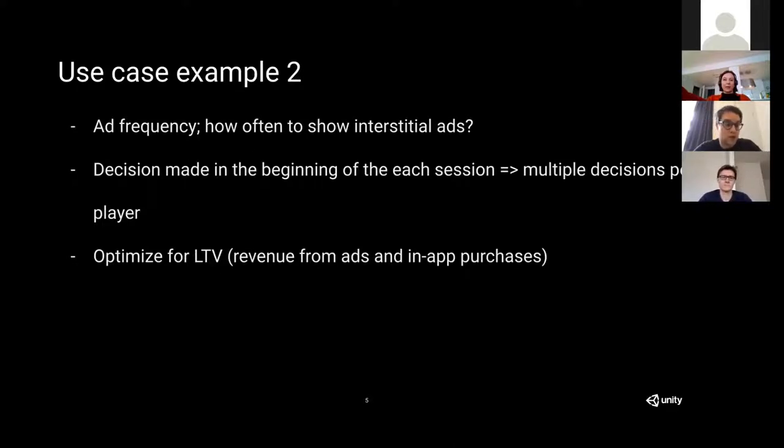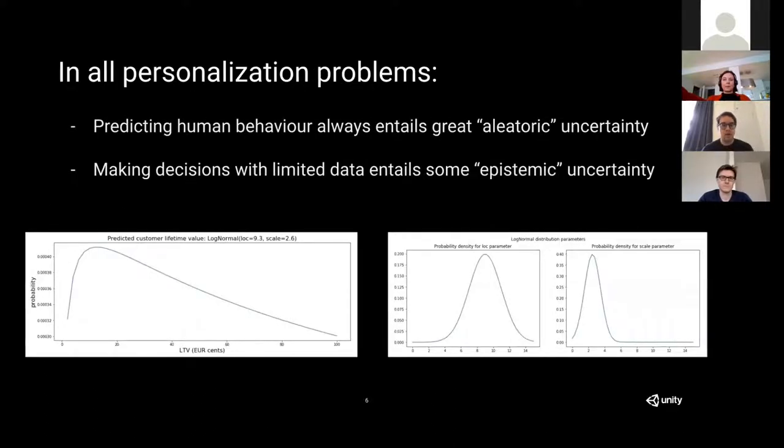Typically, this kind of use case would optimize for LTV, the lifetime value. By lifetime value, we simply mean that we combine the revenue from different sources, so revenue from ads and in-app purchases, combined.